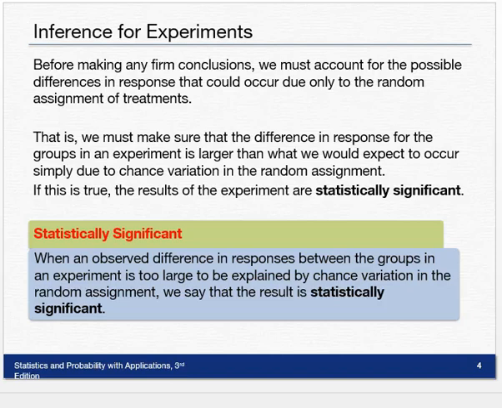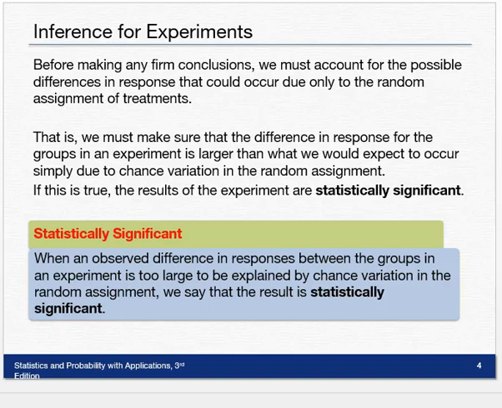So before making any conclusions, we must account for possible differences in response that could occur due only to random assignment of treatments. That is, we have to make sure that the difference in response for the groups in an experiment is larger than what we would expect to occur simply due to chance variation in the random assignment. If this is true, if it's bigger than what we think would happen by random, then we call those results statistically significant. This is a big concept. Make sure you write this down. When an observed difference in responses between the groups in an experiment is too large to be explained by chance variation in the random assignment, we say the result is statistically significant.